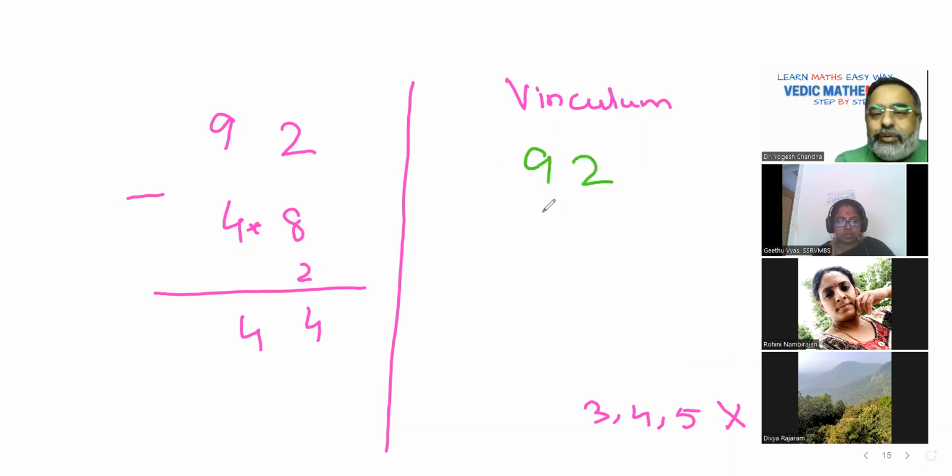Now 92, 48 is my question. So what is 2 minus 8? Let's talk place-wise only. What is 2 minus 8?